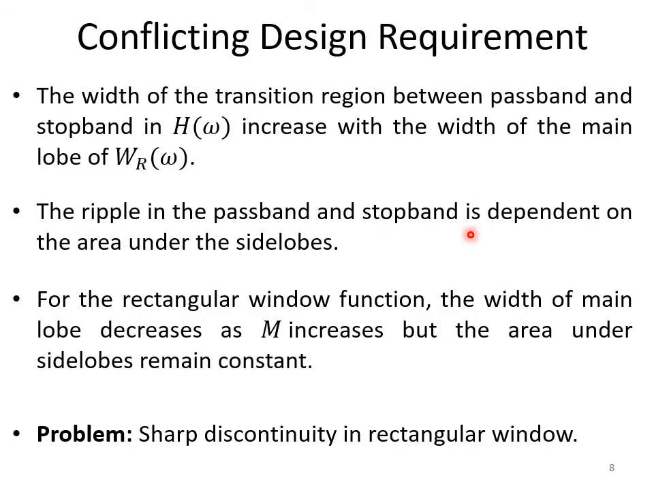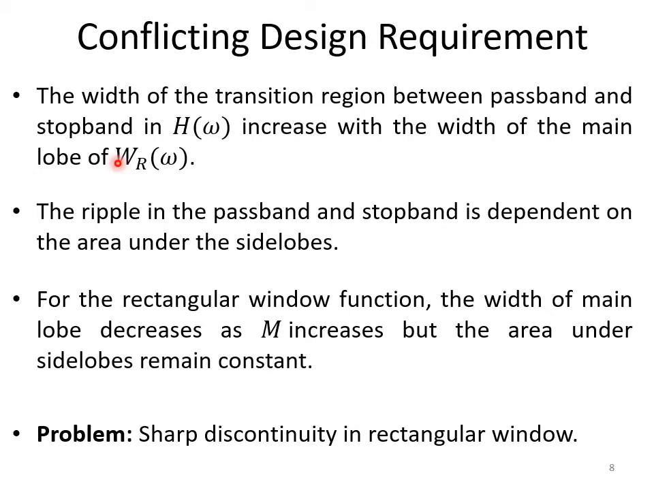Right, so the width of the transition region between pass band and stop band in H of omega is directly proportional to the width of the main lobe of W_R of omega, right? As we have seen, when M is increasing, the transition band is decreasing, as well as the width of the main lobe is decreased, right? So the transition band directly depends upon the width of the main lobe in the frequency response, or the magnitude response, of the window function, right?